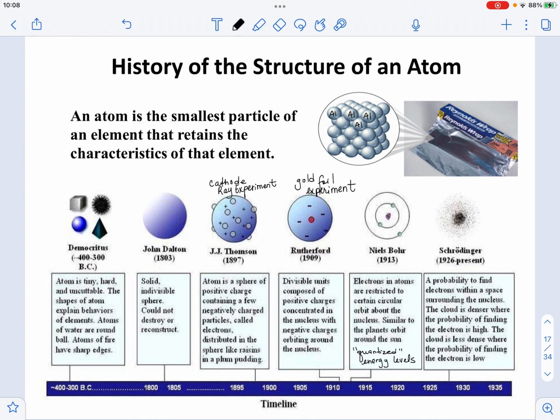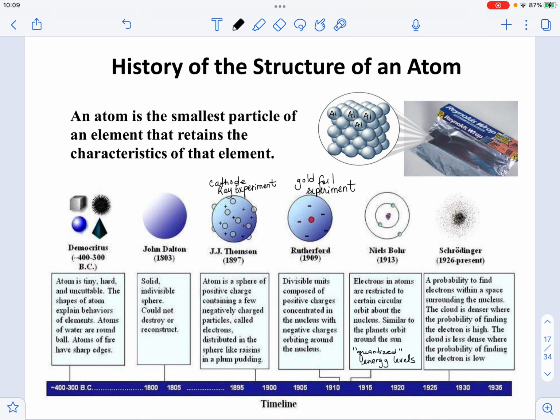The way that he described atoms was as solid, indivisible spheres. Again, these were all proposals, but at least he did the experimentation to demonstrate that atoms were, at that point, just the smallest particle that elements came from. And he further proposed that these atoms could not be destroyed or reconstructed.